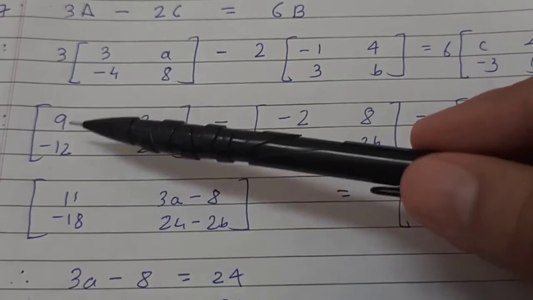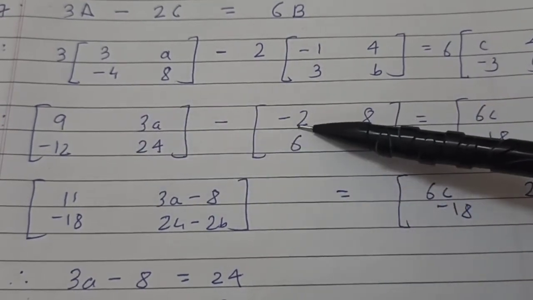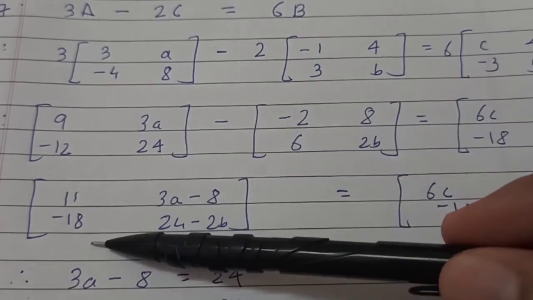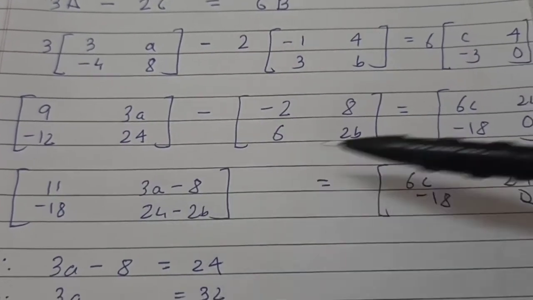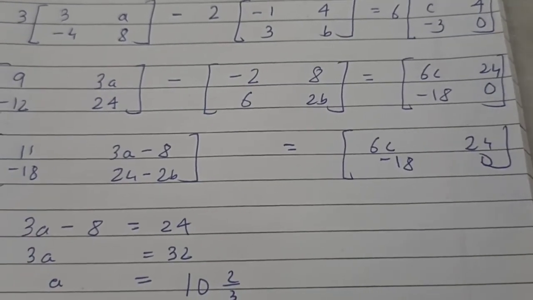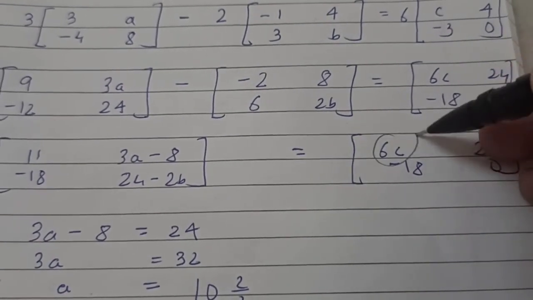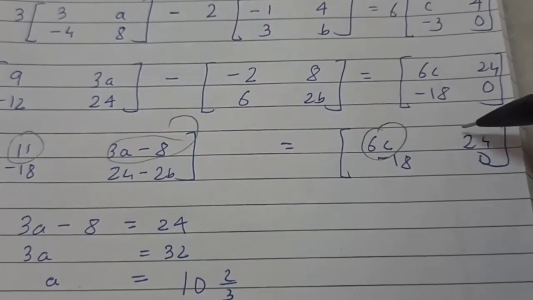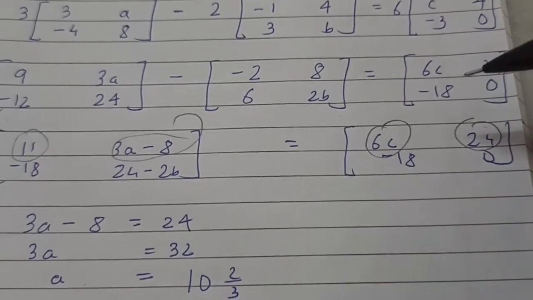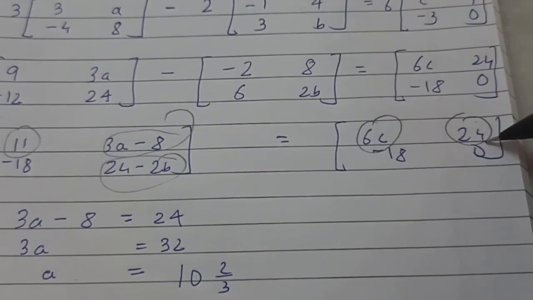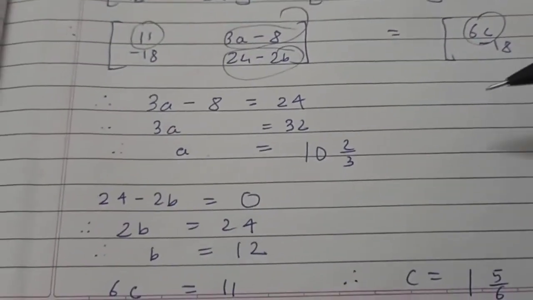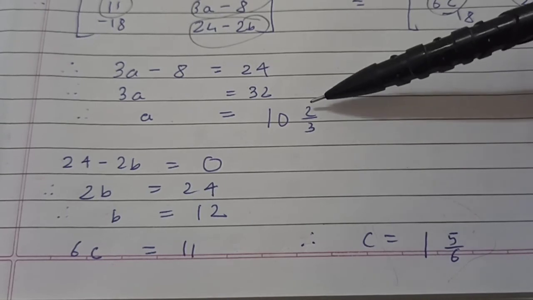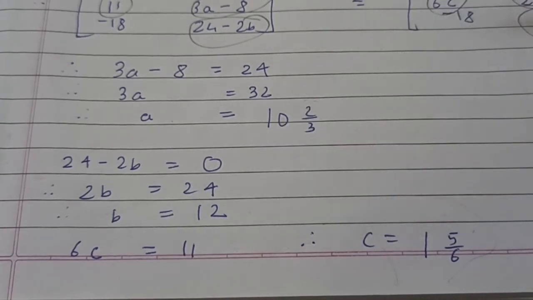Next, subtraction. 9 minus minus 2 is 9 plus 2, that is 11. Minus 12 minus 6 is minus 18. And so on. So we get 4 elements here and 4 elements here. So equalize the corresponding elements. 6c will be equal to 11, so get the value of c. 3a minus 8 will be equal to 24, so get the value of a. 24 minus 2b will be equal to 0, so get the value of b. So we get the values of a, b and c, box them. Yep, we have to leave the final answer as a mixed fraction if required, and that's the answer.